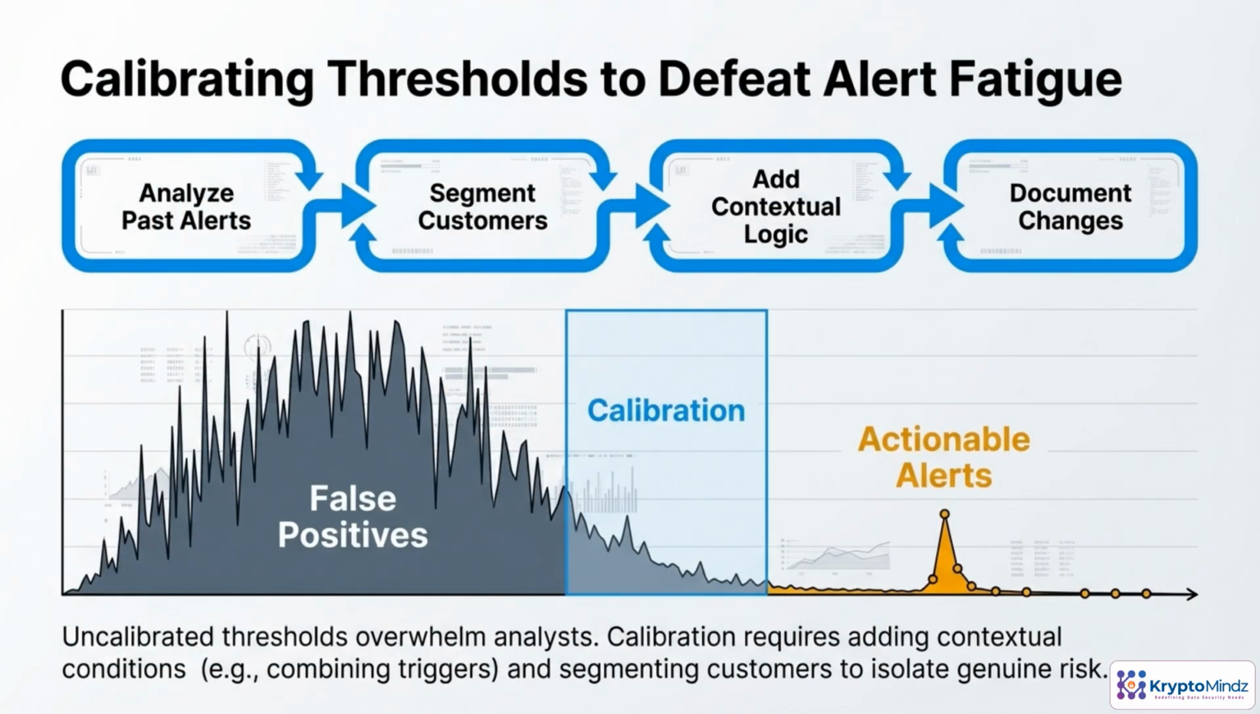Alert fatigue kills effectiveness. The goal is not zero alerts, it's fewer, smarter alerts. Start by reviewing historic alerts to see what was noise and what led to real cases. Then segment customers, because a normal pattern for a VIP trader is not normal for a brand new user. Add contextual rules that look at combinations of behaviors, not single spikes. And always document every tuning decision so regulators and auditors can follow your logic.